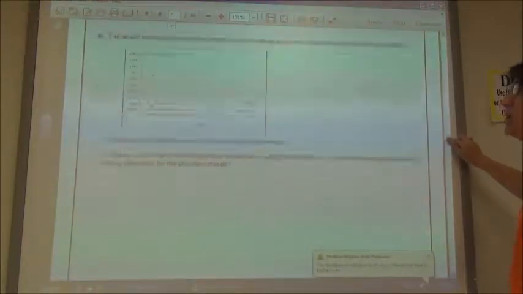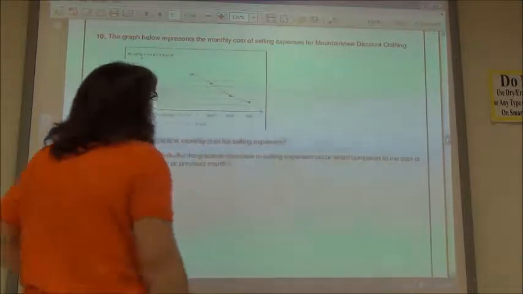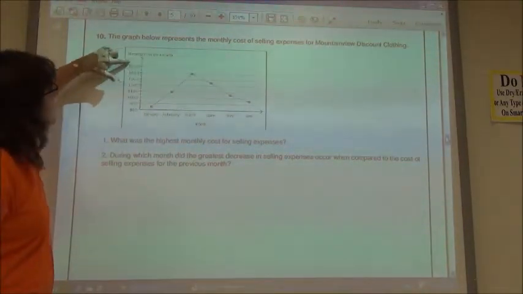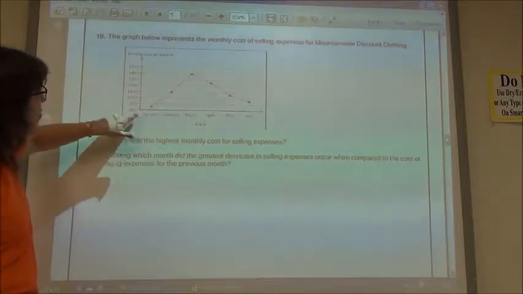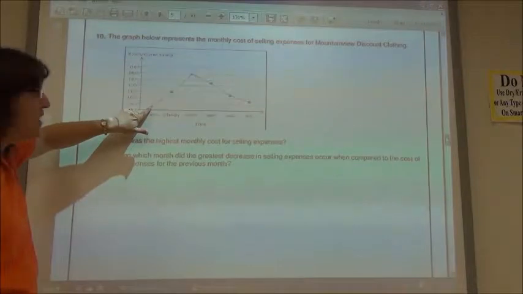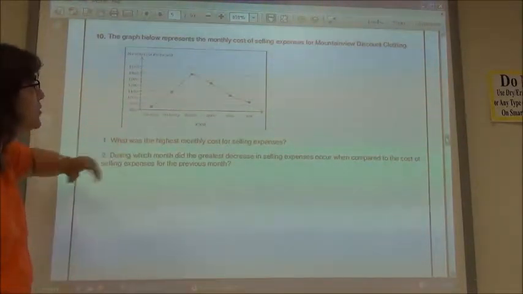Number 10, we are going to read a graph. It says the graph below represents the monthly cost of selling expenses. Here the monthly cost is in dollars. So in January we were between $800 and $900, so that would be at $850. February we were at $1,100, and so forth.